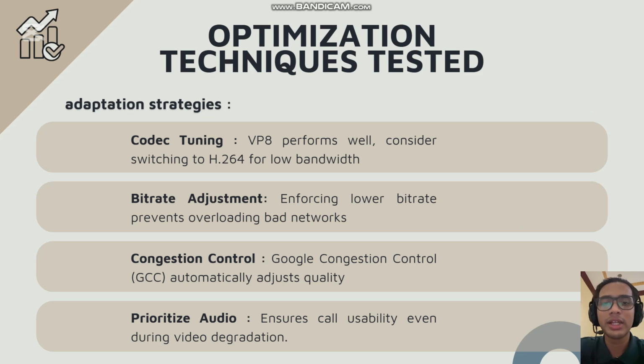Next are the optimization techniques tested. The adaptation strategies I used are, first, codec tuning: VP8 performs well, but we can also consider switching to H.264 for low bandwidth. Next is bitrate adjustment: enforcing a lower bitrate prevents overloading bad networks. Third, congestion control: Google Congestion Control, GCC, automatically adjusts quality. And lastly, prioritizing audio, which ensures call usability even during video degradation.